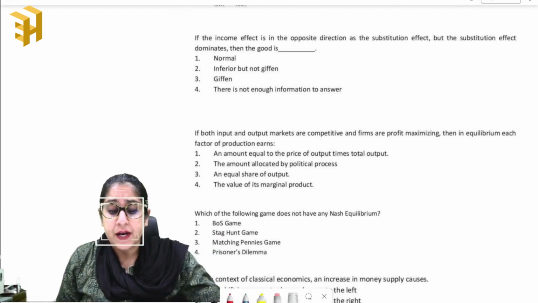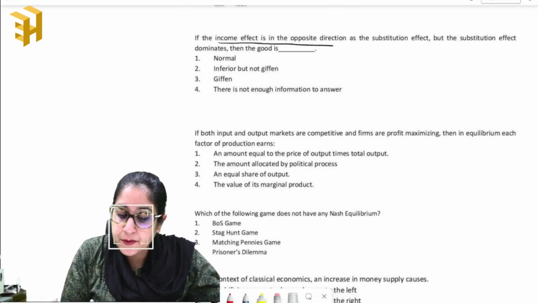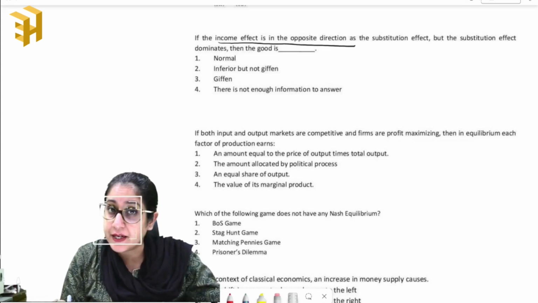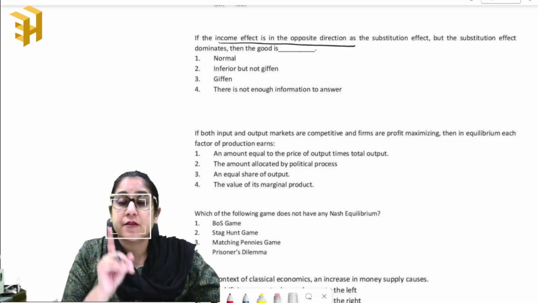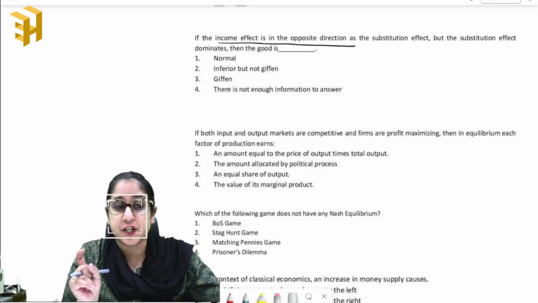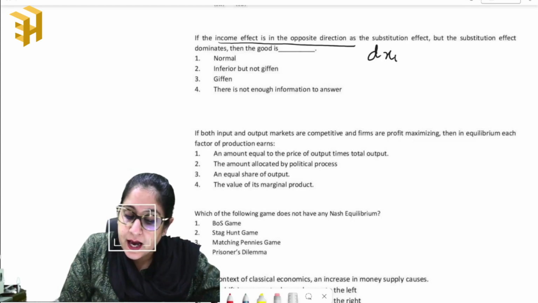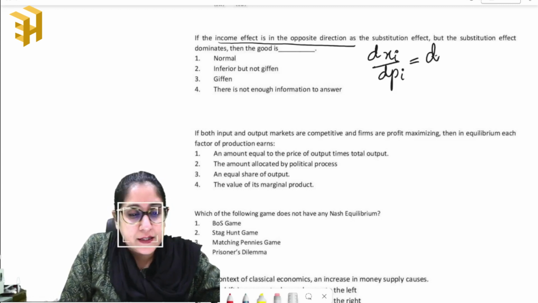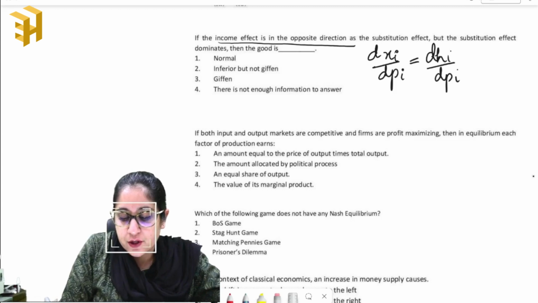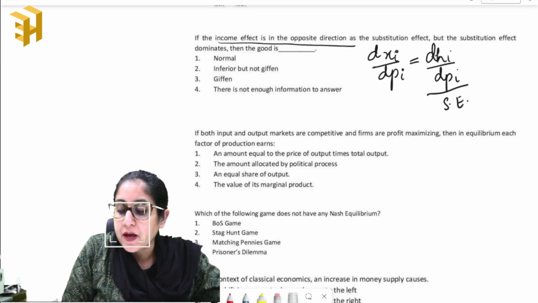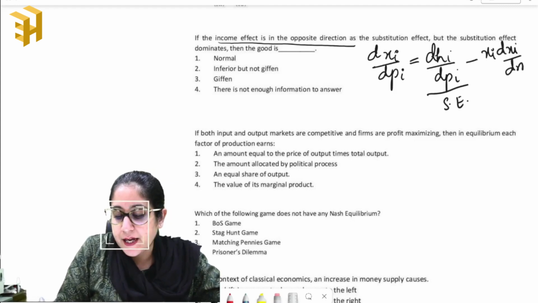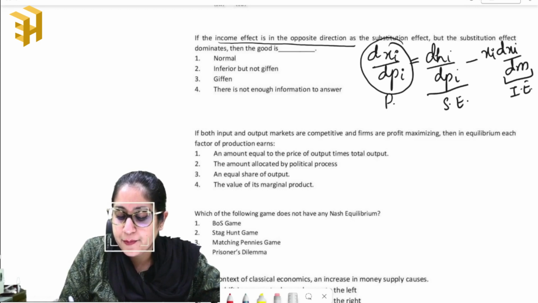Next question. If the income effect is in the opposite direction to the substitution effect, but the substitution effect dominates, then the good is... for this, first you need to know the mathematical derivation. So please note down that dxi upon dpi is equal to dhi upon dpi, which will show you your substitution effect, minus xi into dxi upon dm, which shows your income effect. And this whole expression is your price effect.